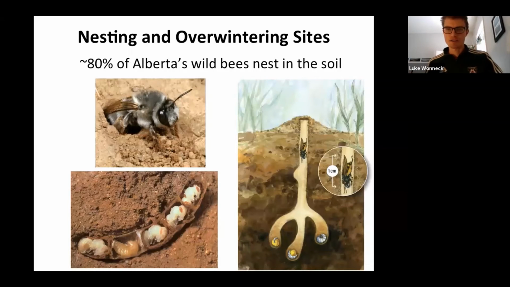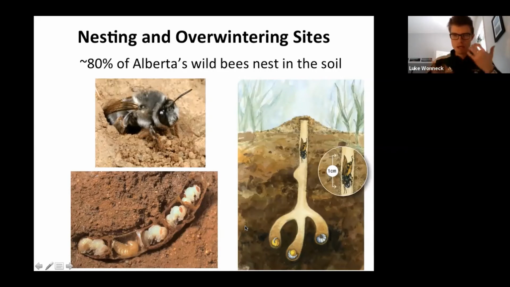But it turns out a lot of our native bees nest in the soil. They'll dig these things that kind of look like little ant burrows that go into the soil, and they'll lay their eggs down there, and they'll provision each egg. They'll give each egg a little bit of food in the form of pollen and nectar, and the eggs will be in these little cells, and they'll hatch, and eat that pollen and nectar, and grow bigger, and then they'll eventually turn into an adult bee. So a lot of them nest in the soil, and so they need undisturbed soil.